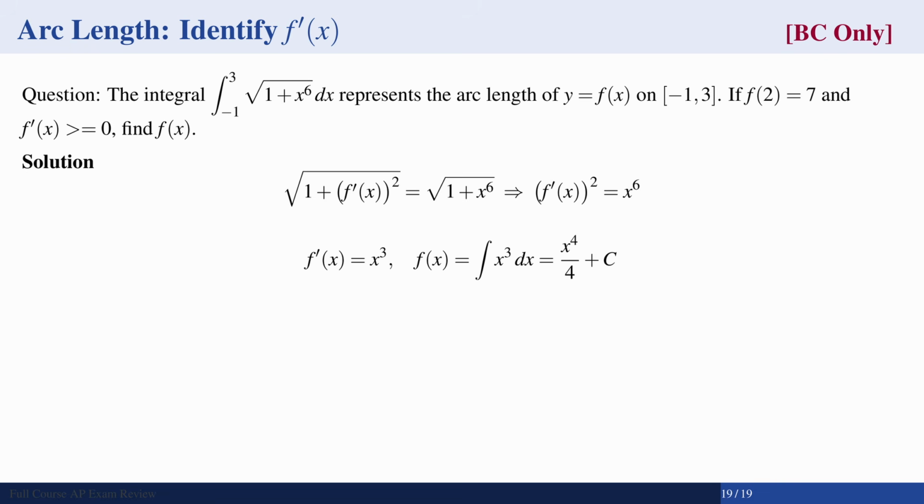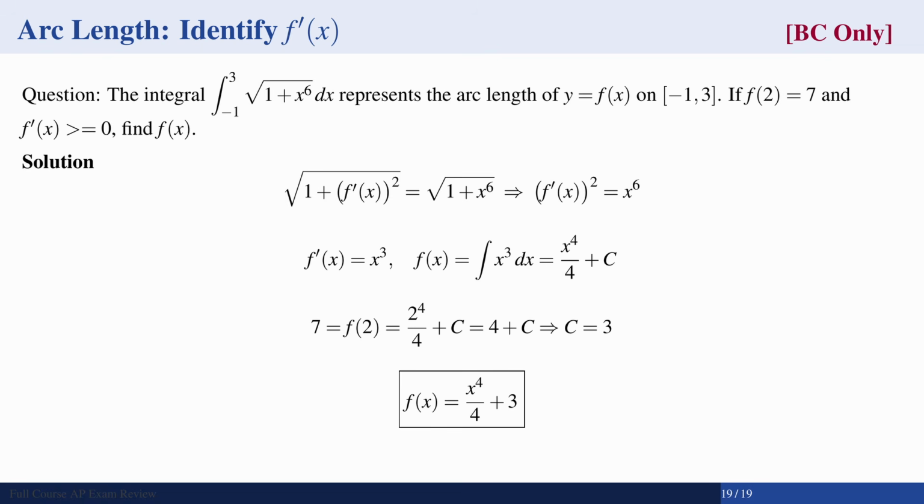F of x is the antiderivative of that, which is x to the 4th over 4 plus c. Then we are told that we go through the point 2, 7, which means 7 is equal to f of 2, or 2 to the 4th over 4 plus c is equal to 7. C must be equal to 3.